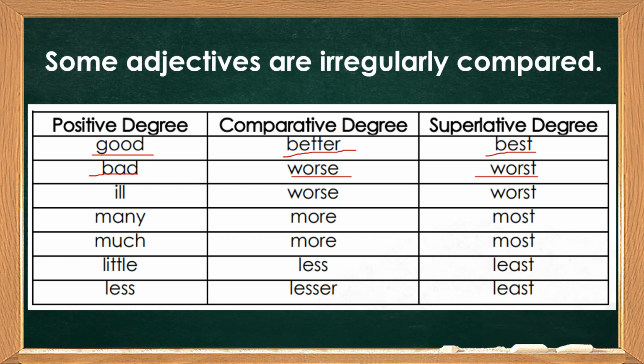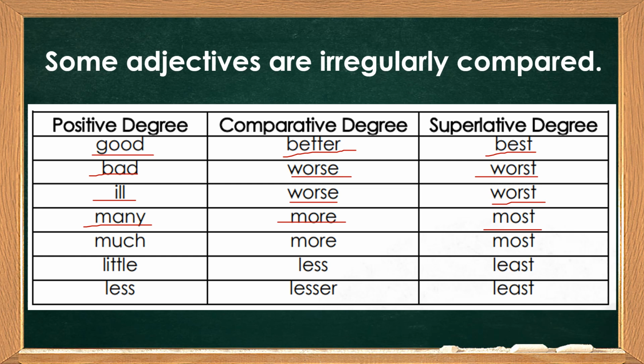Another example, under the positive degree, we have the word ill. It becomes worse on the comparative degree and worst under the superlative degree. Another is the word many. It becomes more under comparative degree and most under the superlative degree.